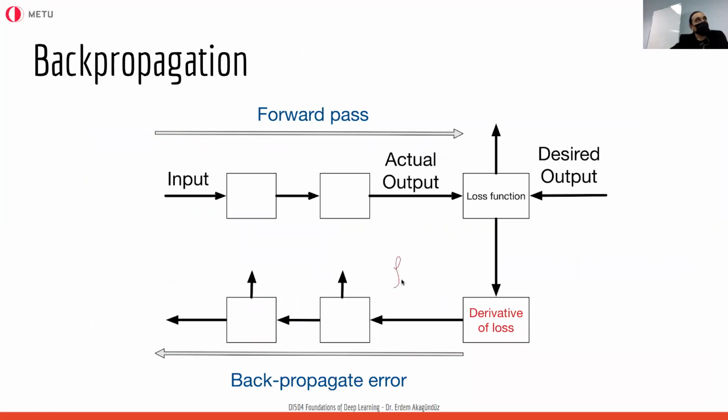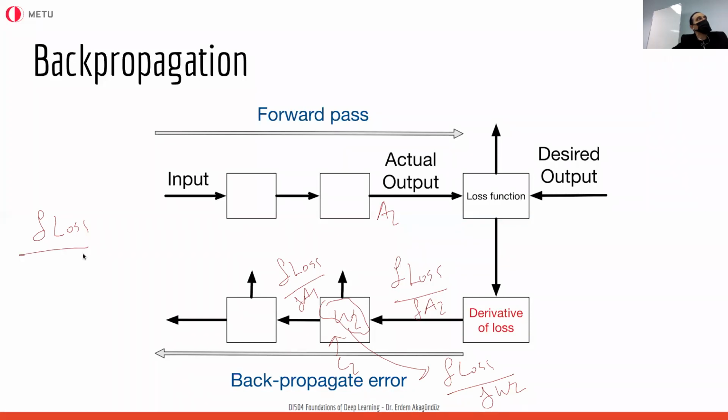So the derivative of the loss with respect to activation 2, because we have activation 2 here, and the derivative of the loss with respect to activation 1 here. What I need to find is the derivative of the loss with respect to the parameters of this layer. Let's say this is layer 2, and the parameters of layer 2 are represented in a vector called W2.